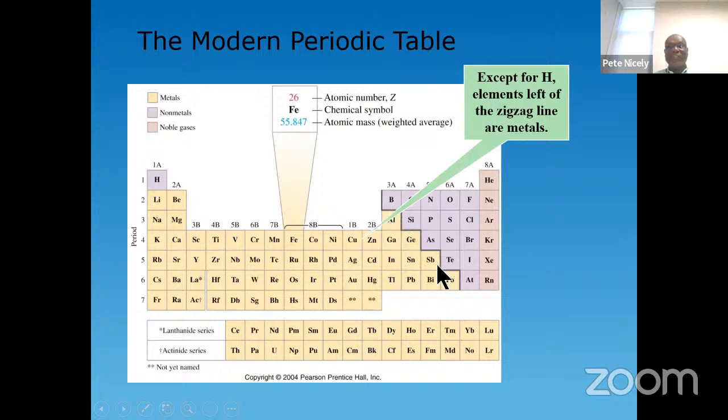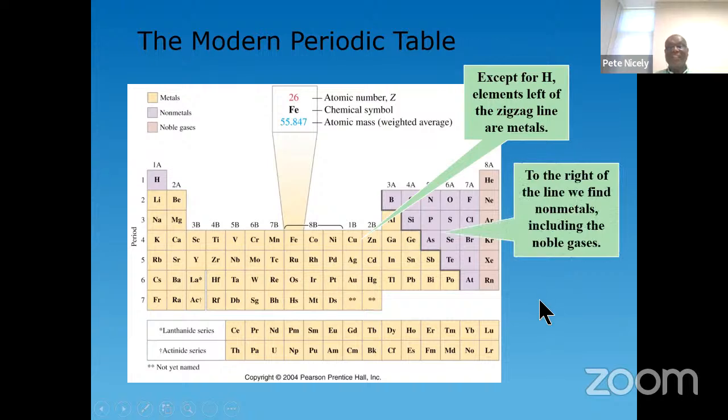So if you look carefully at most periodic tables, you'll see this line right here. This line basically represents the line of demarcation between metals and nonmetals. All right. So the metals would be to the left of that line. The nonmetals would be to the right of that line. And as you can see, based on that categorization, the vast majority of elements in the periodic table will be metals.